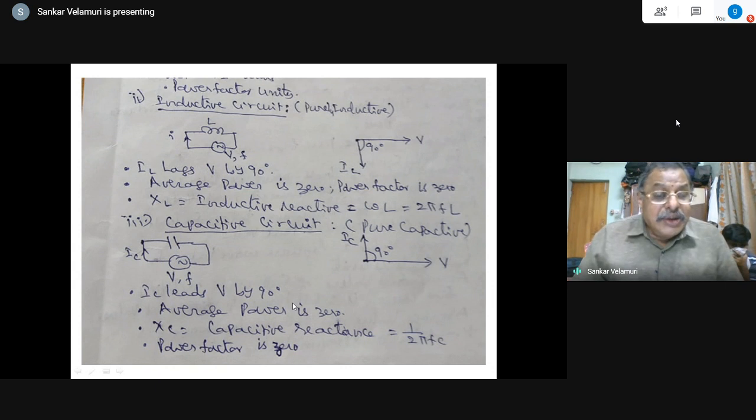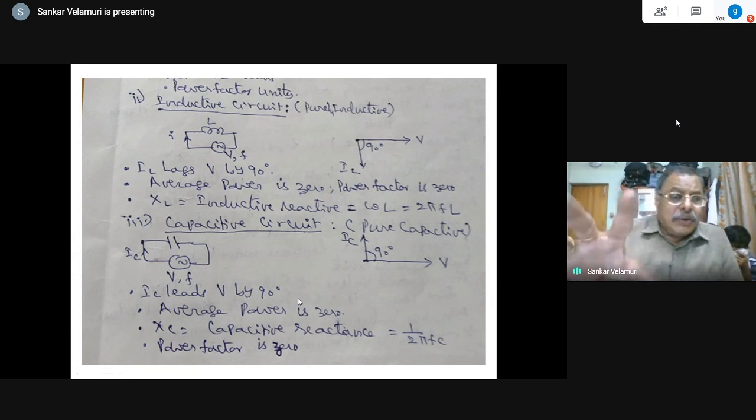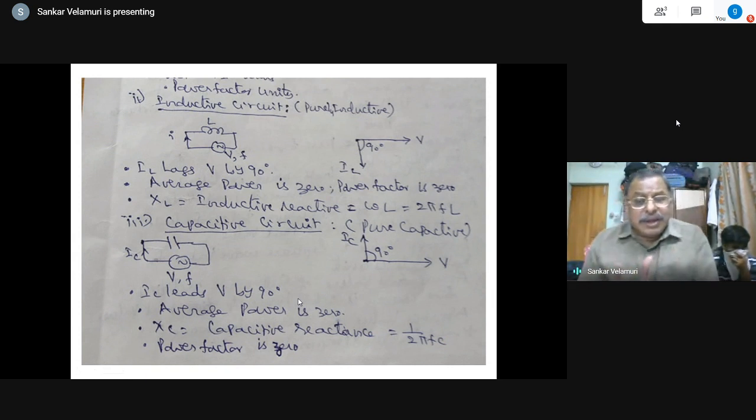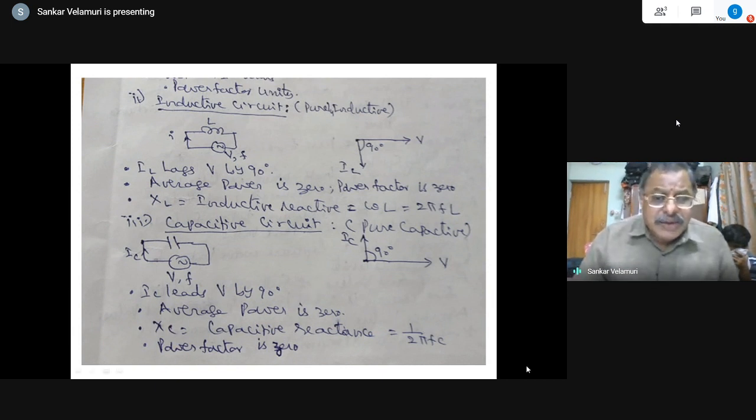So V by I, or X equal to V by I, is not the resistance; it is an ohmic value which is called the capacitive reactance, right? So it is well known now. In a resistive circuit, the voltage and current are in phase. In a pure inductive circuit, current lags the applied voltage by 90 degrees. In the capacitive circuit, current leads the applied voltage by 90 degrees.